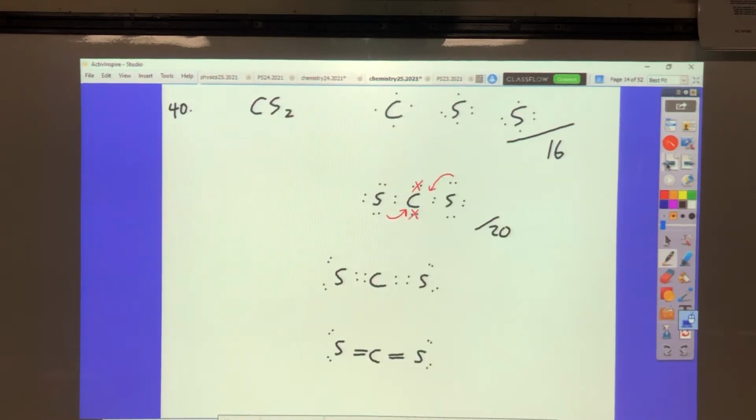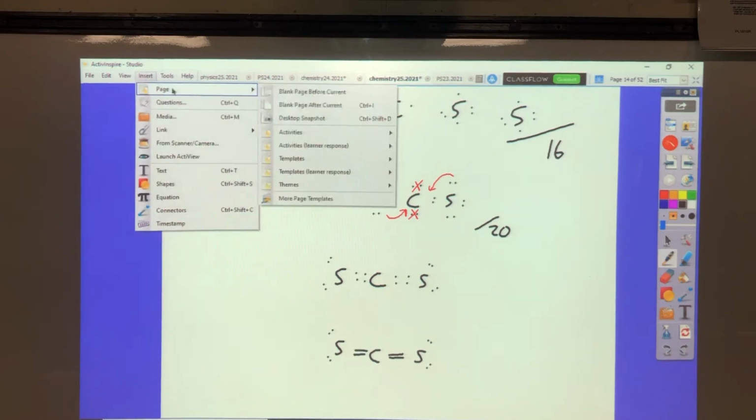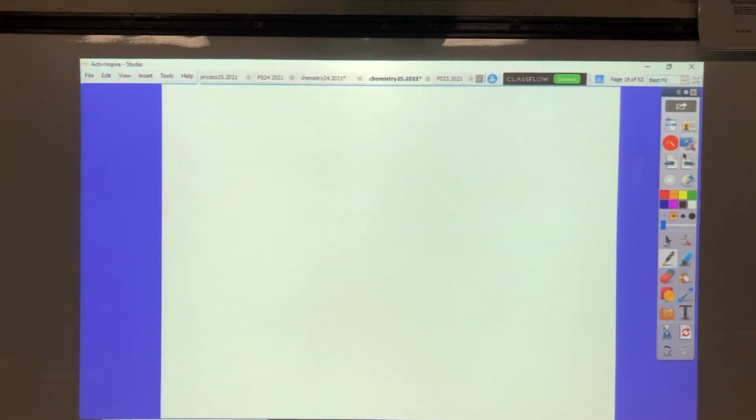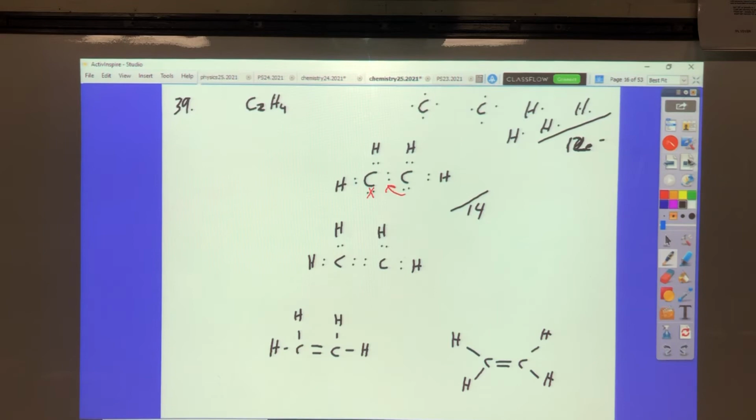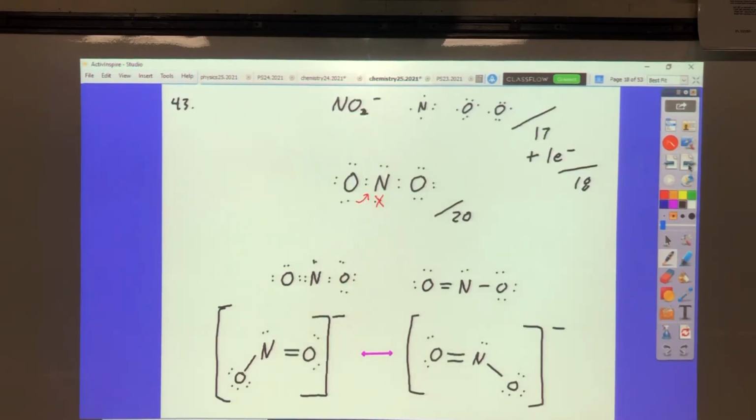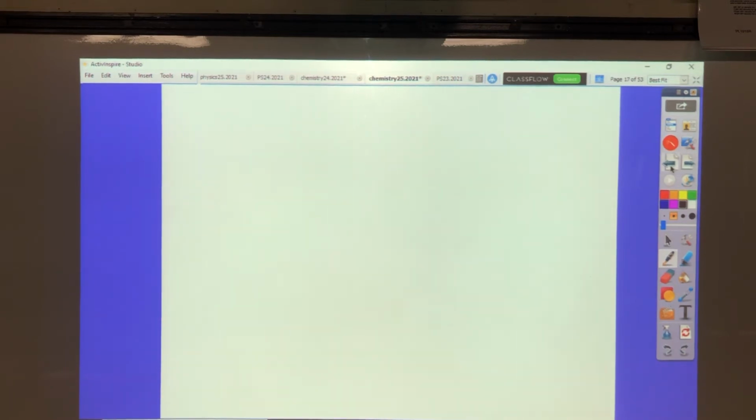oops, I didn't mean to cut that. Insert page after, I meant to clear annotations.